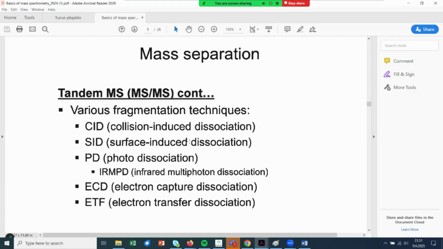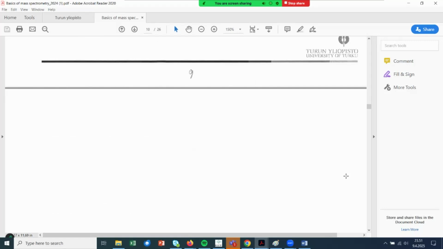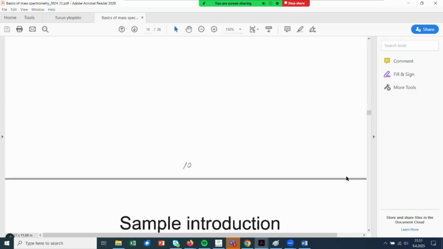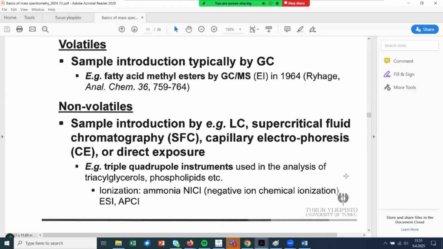But then we have some special cases when we also utilize these other types of fragmentation. Okay, just a few words about the sample introduction. In case of the volatile components, it's typically made by gas chromatography. The samples themselves can be volatile or they can be derivatized so that they are made volatile. For example, fatty acid methyl esters can be analyzed by GCMS, of course.